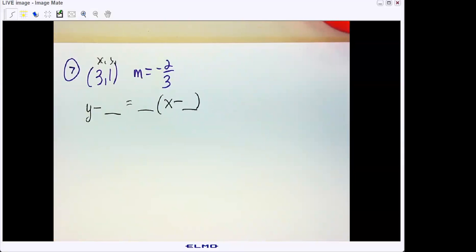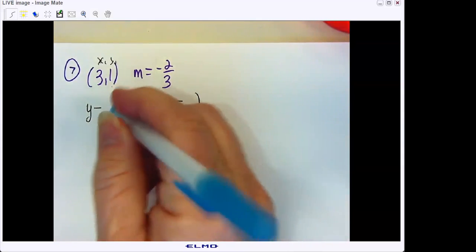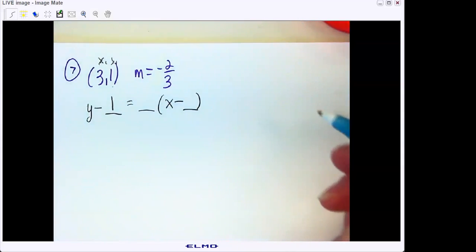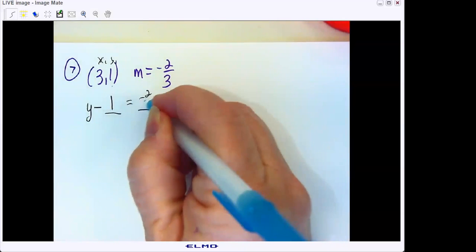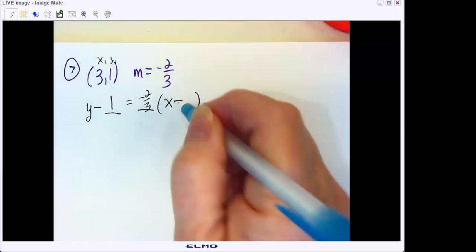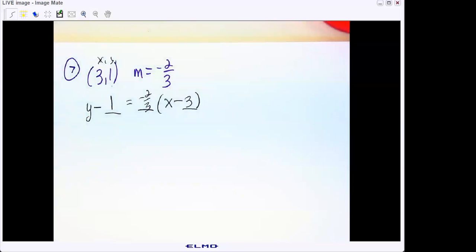Okay. Thank you, Emma. Okay, so my y goes here. My m goes here. And my x goes there. That's point slope form. Now we're going to simplify. I'm going to distribute.